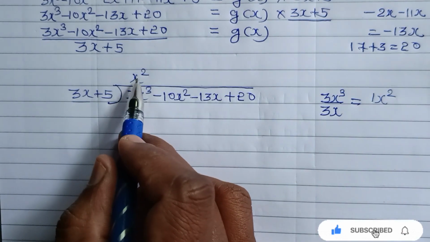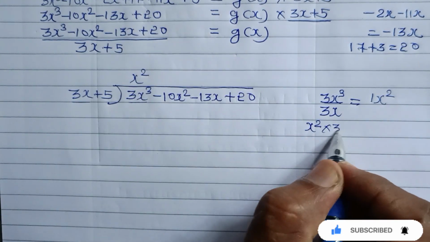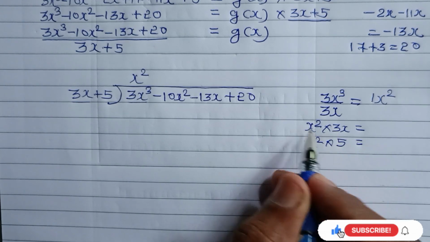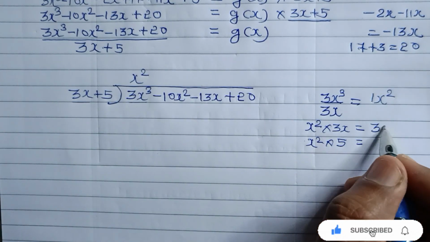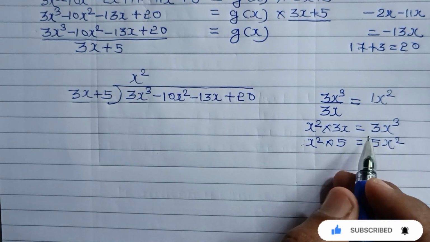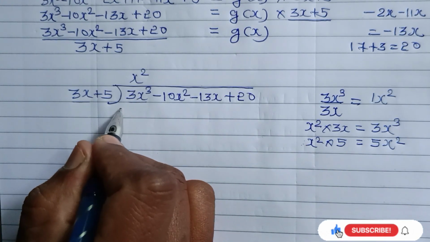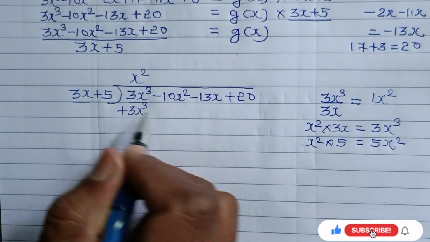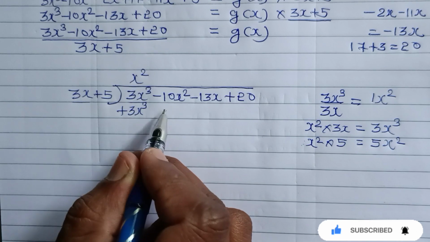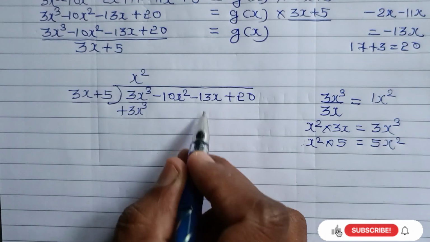Then next you have to multiply: x square multiplied by 3x and x square multiplied by 5. So 3 into 1 is 3, x square into x is x cube, and 5 into 1 is 5, and this is x square. So this 3x cube you have to write below 3x cube because these are like terms, plus 3x cube, and this is 5x square. So you have to write it below minus 10x square. Where there are like terms, only there you have to write. You cannot write this 5x square below minus 13x, because these are unlike terms.